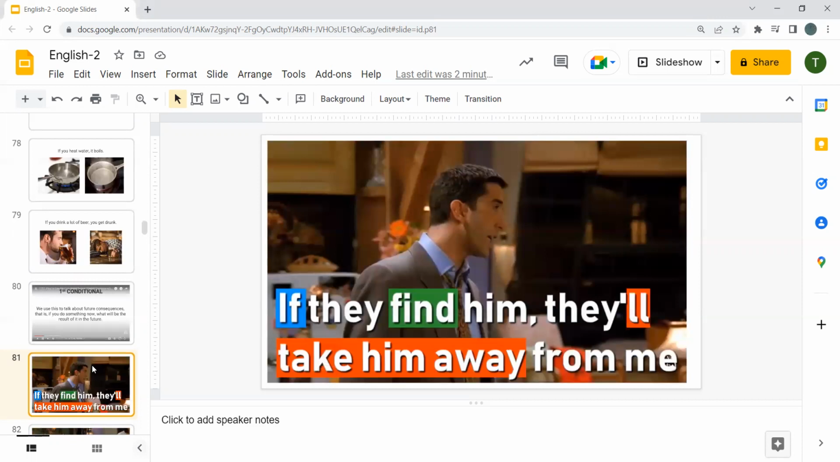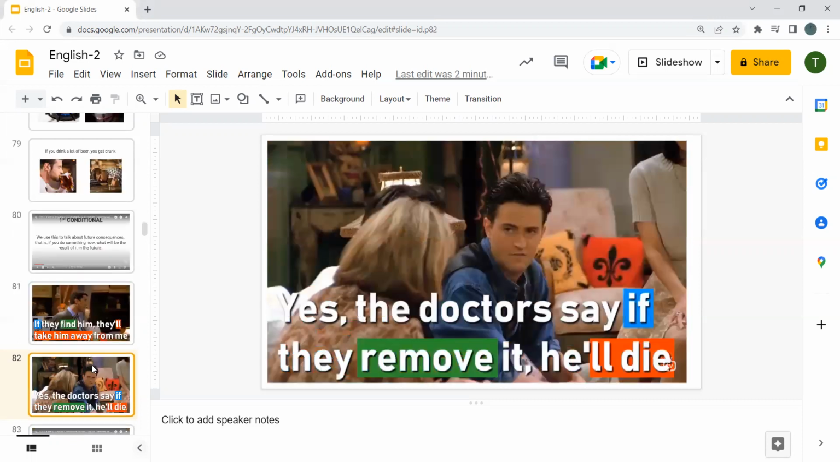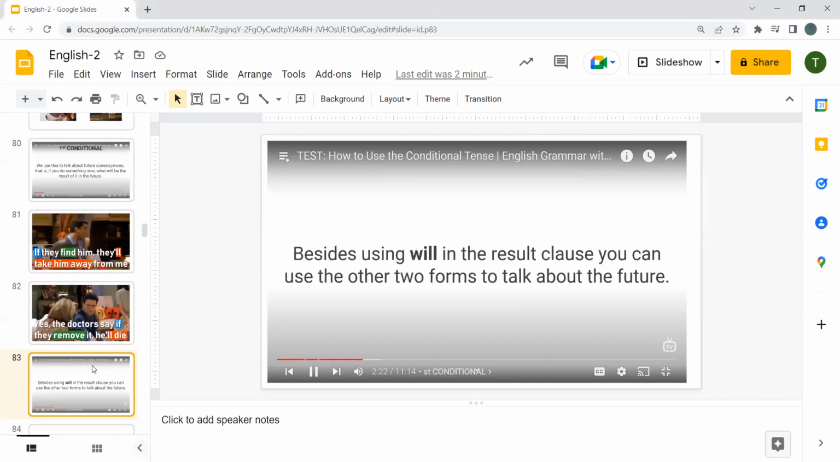If they fire him, they take him away from me. Yes, the doctor say if they remove it, he die.